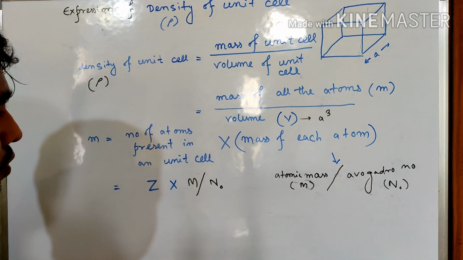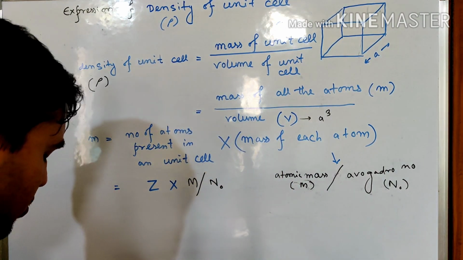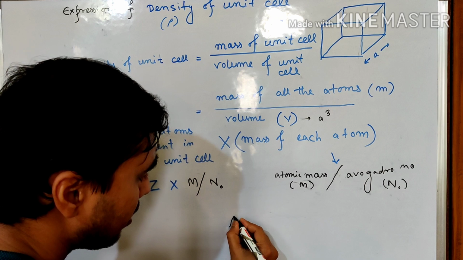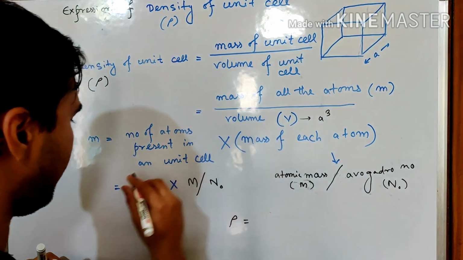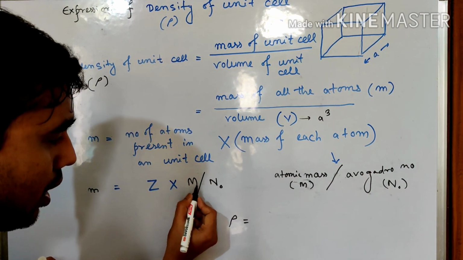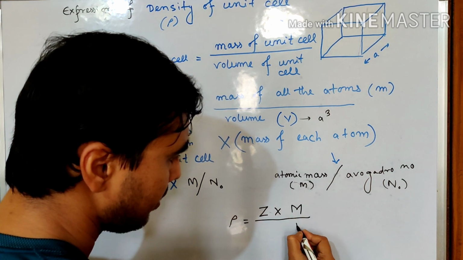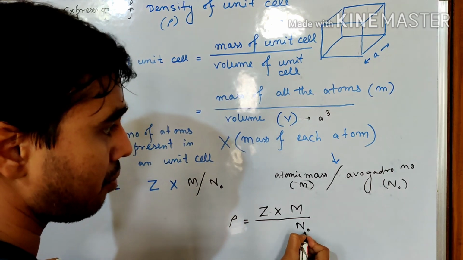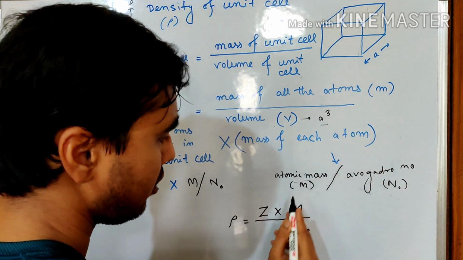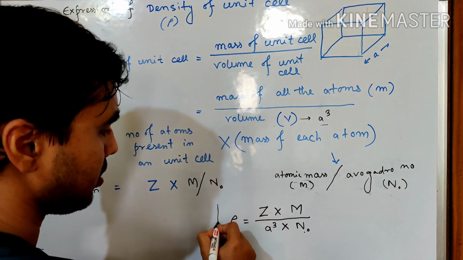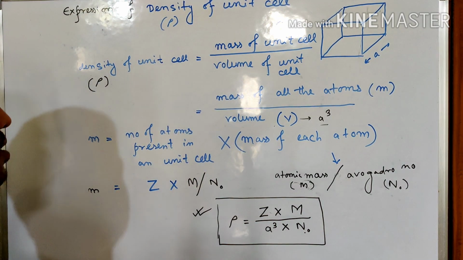So finally, we have got the value of mass, we have got the value of V also. So we should be able to write rho is equal to, which is the density, mass of all the atoms, which we have calculated, Z into capital M divided by N0, this is Avogadro number, mind you, into the volume, that is a cube. So a cube should be here. So this is the formula that we were looking for, and that will be used to solve the various type of numericals.